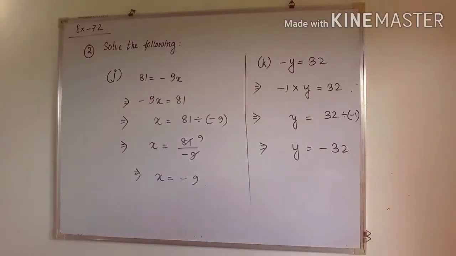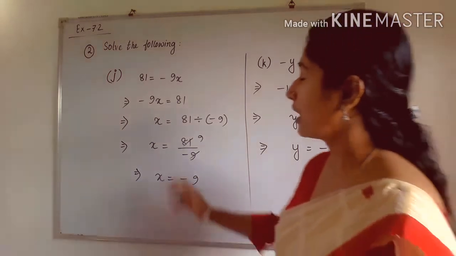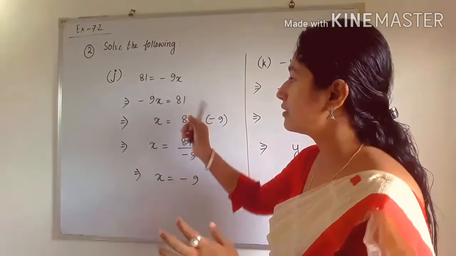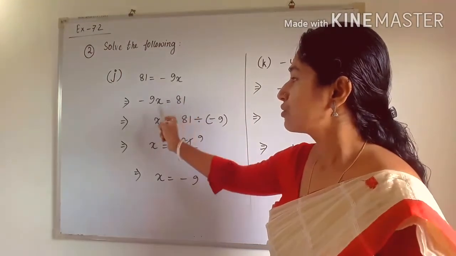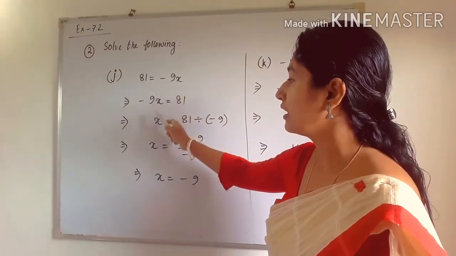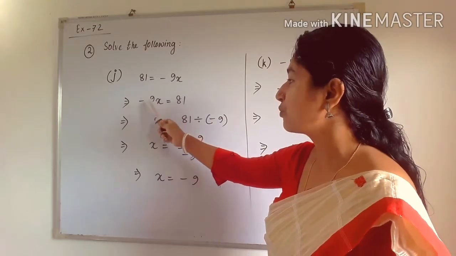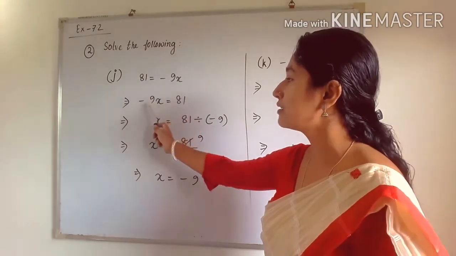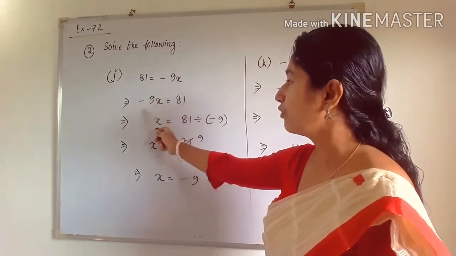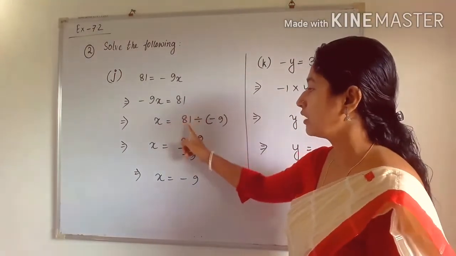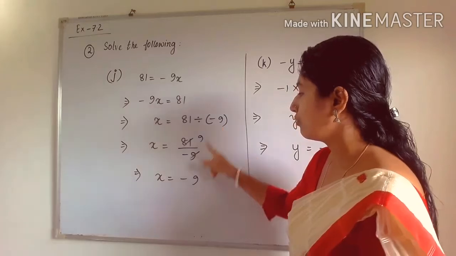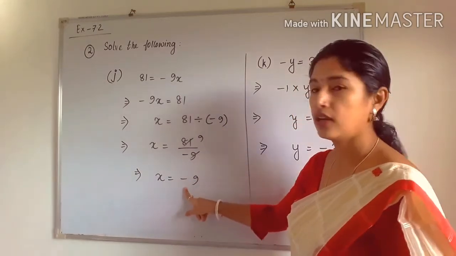So see the next question, solve the following. Next is J number. So here see, 81 is equal to minus 9x. So we can write this equation as minus 9x is equal to 81. Okay, so similarly here we have to transpose minus 9 to that side, as minus 9 is multiplied with x. So if we transpose minus 9 to that side, it will get divided. Okay, so 81 divided by minus 9. So if you cancel, then you will get minus 9 as the answer.